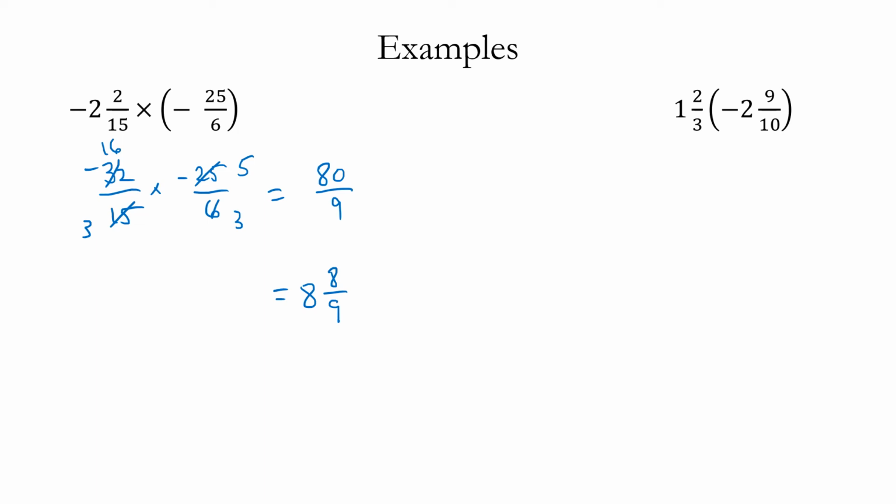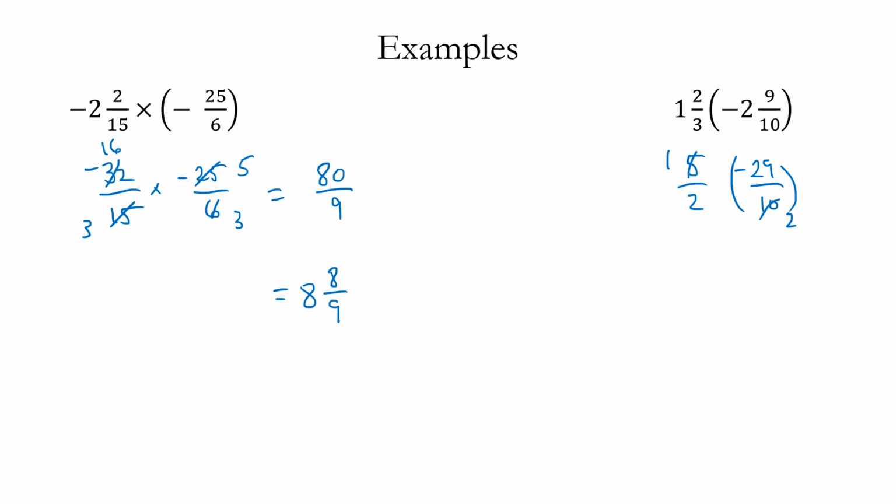And last one, 1 and 2/3 converts into 1 times 3 is 3, plus 2, or 5 over 3. And negative 2 and 9/10 converts into 2 times 10 is 20, plus 9 is 29/10, so negative 29/10. Again, seeing if we can cross cancel, I notice that the 5 and the 10 both have factors of 5, so 5 divided by 5 is 1, 10 divided by 5 is 2.